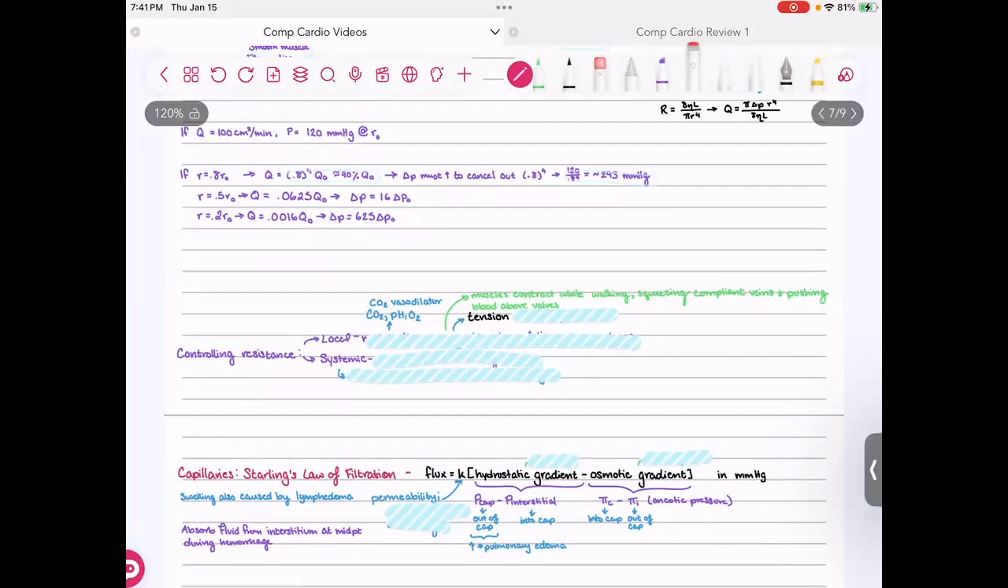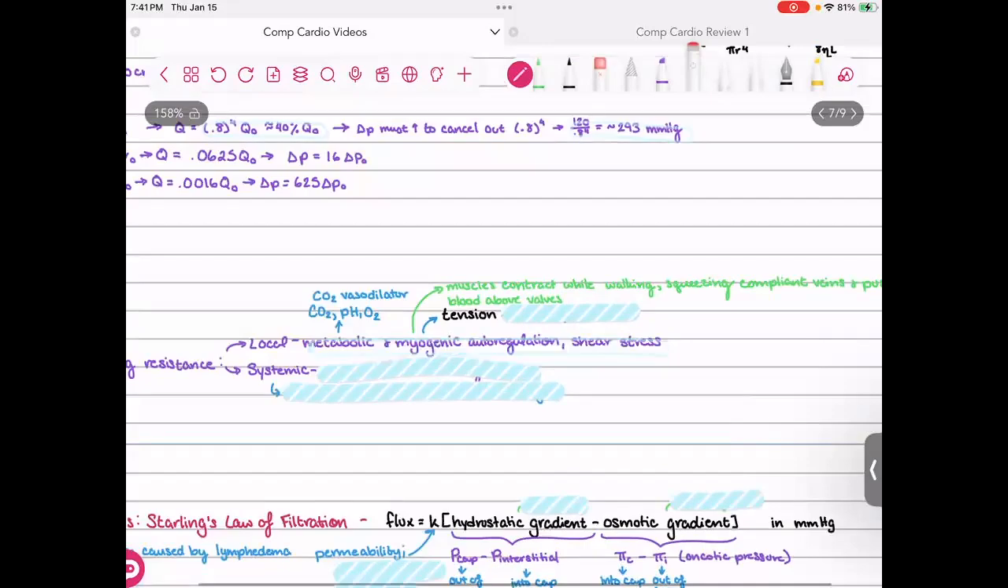But moving on, let's look at controlling resistance. So your vessels and your vasculature have receptors in place. They have muscle that can contract and dilate, and this all essentially helps account for these changes in pressure, so that when you stand up, for example, you don't immediately pass out.